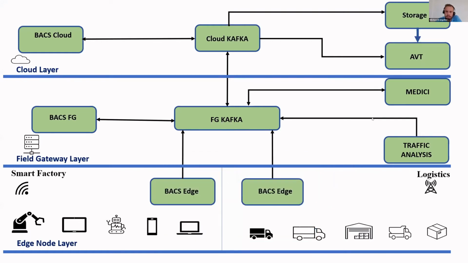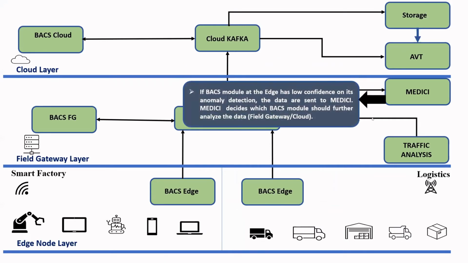In this layer, a security-aware dynamic offloading decision mechanism decides if an anomaly detection should be triggered in the field gateway or the cloud. Specifically, MEDICI is responsible for deciding which of the low confidence decisions of the HBACS anomaly detection module should be further offloaded to another BACS module, either at the field gateway or at the cloud. So if the BACS module at the edge has low confidence in its anomaly detection, the data are sent to MEDICI. And after that, MEDICI decides which BACS module should further analyze the data. It means either the field gateway or the cloud.